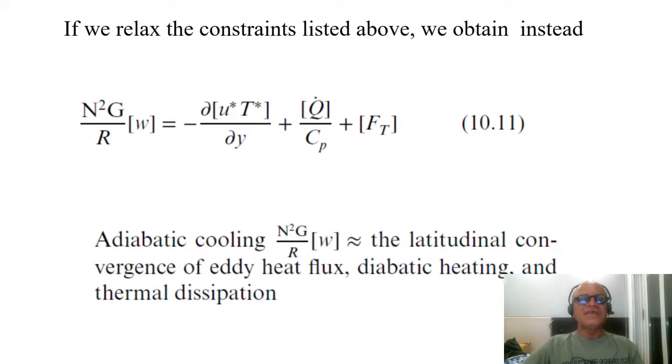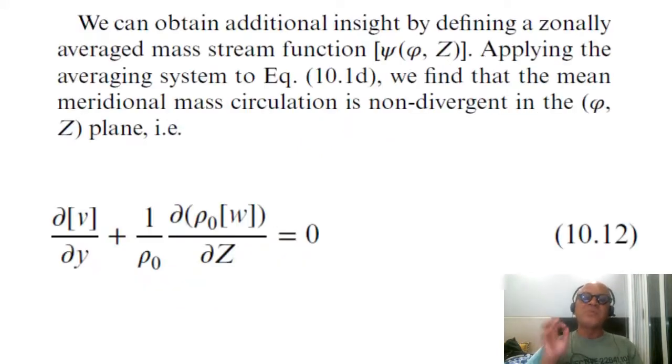But the idea is still that the thermal wind balance is a strong constraint, and the eddy fluxes that kick it away from this balance are going to be brought back with these various terms.